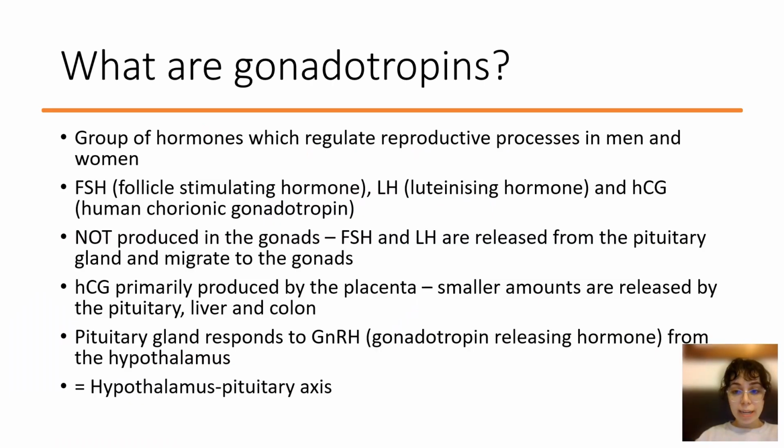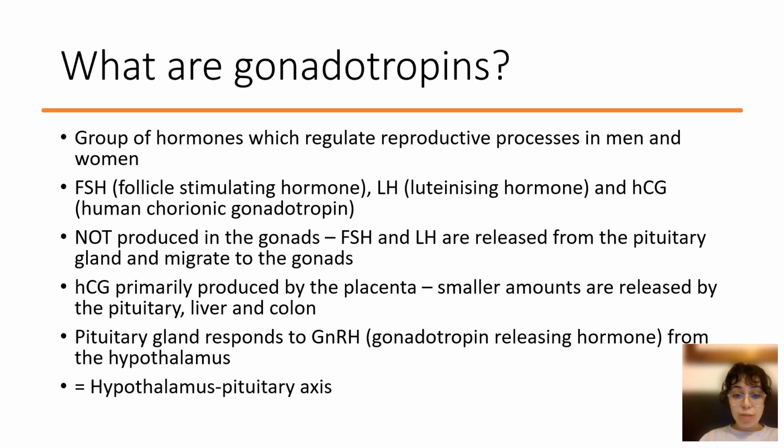So what are gonadotropins? Gonadotropins are a group of hormones which cause the development of sexual characteristics in men and women and also regulate reproductive processes in men and women. They include FSH, LH, and HCG. Despite their name, they're not produced in the gonads. FSH and LH are released from the pituitary gland, and HCG is primarily produced by the placenta. Smaller amounts are also released by the pituitary, liver, and colon.